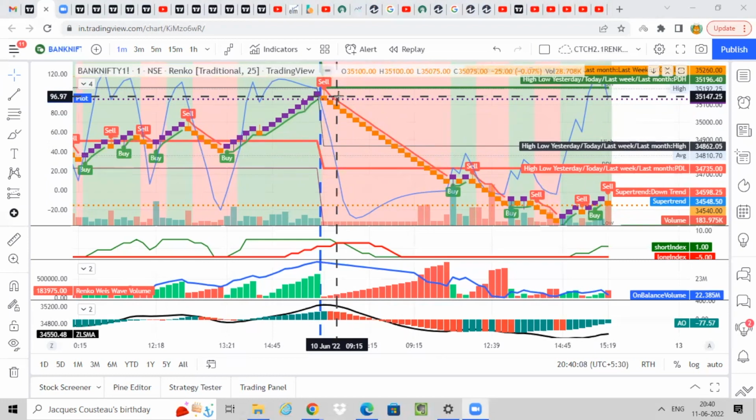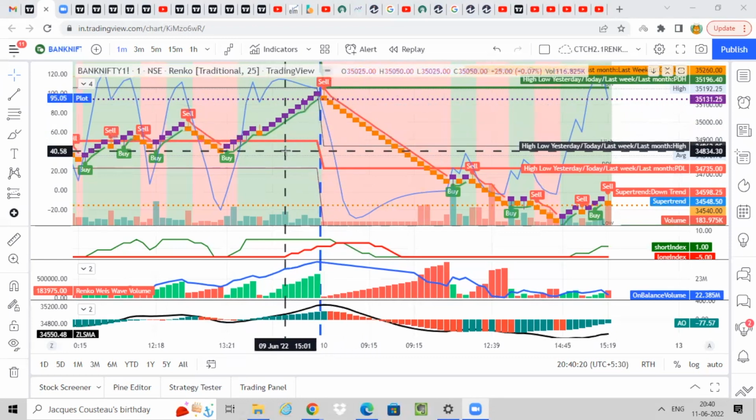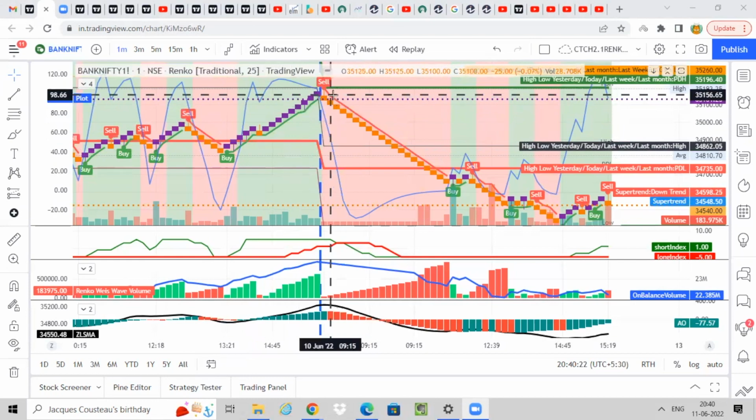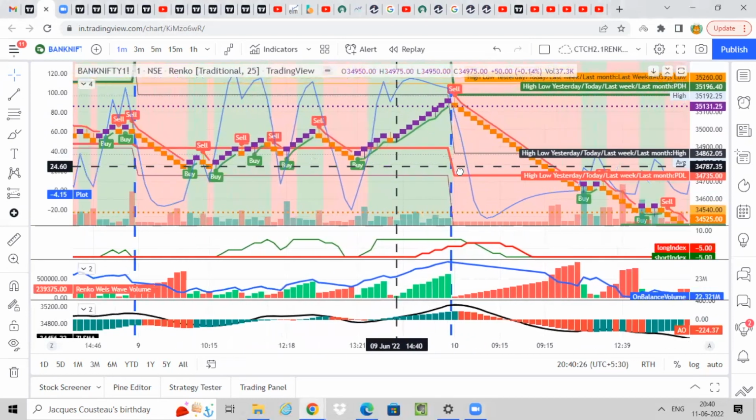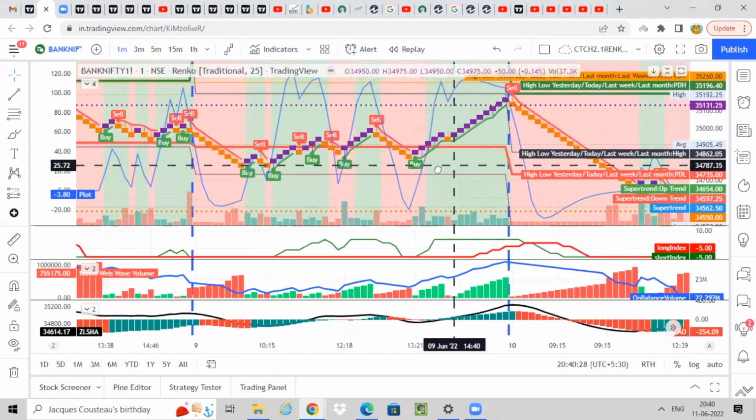Correct? Yes. But when it says 9:15, we are looking at the 1 minute chart, right? Yes, sir. So then we have to take another example, not the gap down example. I will explain to you. Should I take another example? Yeah, another day, take the previous day, take whatever, you can take anything.